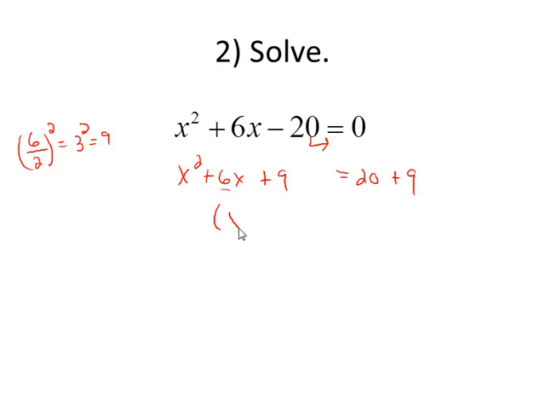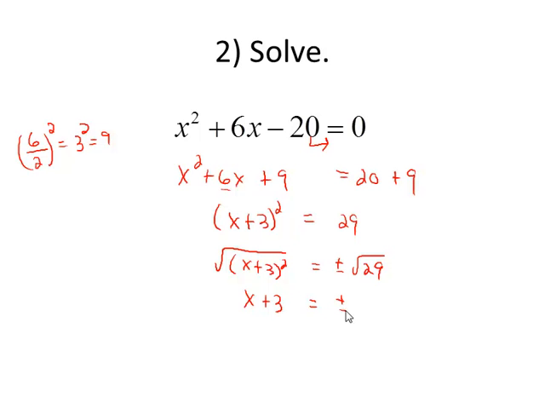The left side factors to be the perfect square, x plus 3, quantity squared, equals 29. Take the square root of both sides. The left side simply becomes x plus 3. The right side, I cannot simplify the square root of 29 any further. I'll subtract the 3 over, and I'm left with x equals negative 3 plus or minus the square root of 29. Same solution set.